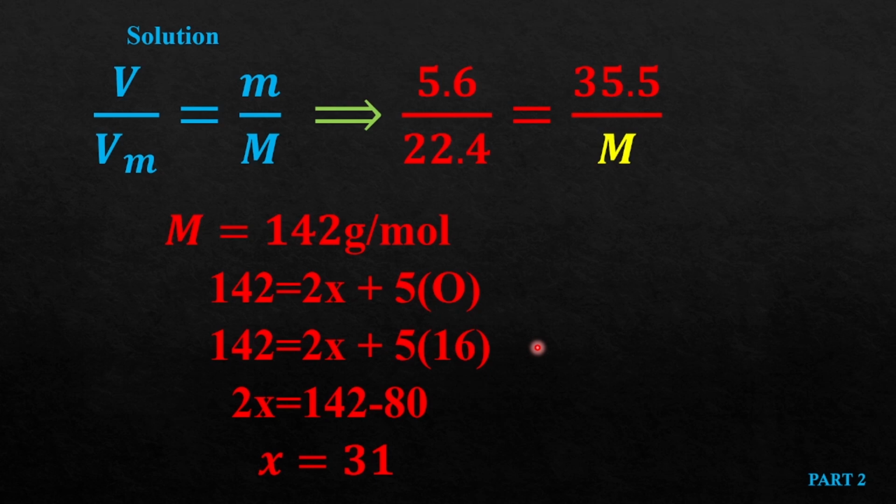We use the same formula, which is V over Vm is equal to mass over molar mass, which is 5.6 volume divided by 22.4, which is equal to 35.5 over the molar mass M. M here is also equal to 142 grams per mole. So as we did for the first one, we equate that to the compound. So that is 142, which is equal to 2x plus 5 times oxygen. So after deducing from this, you will get x to be equal to 31.